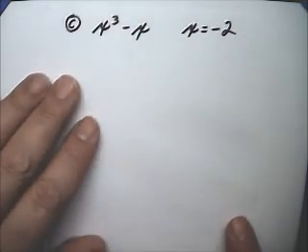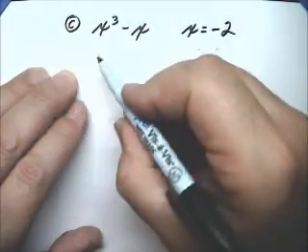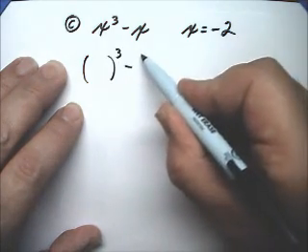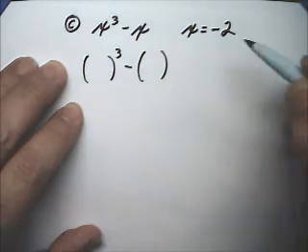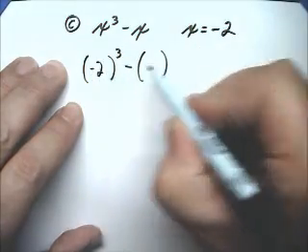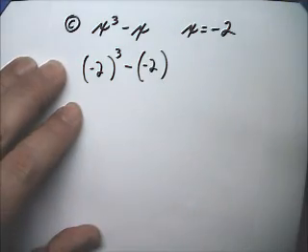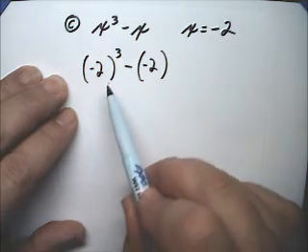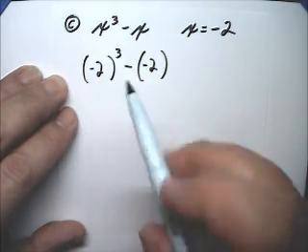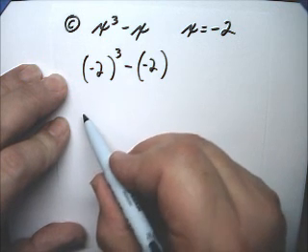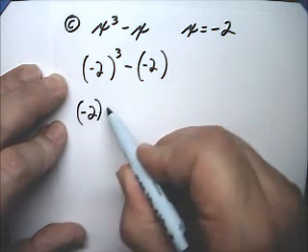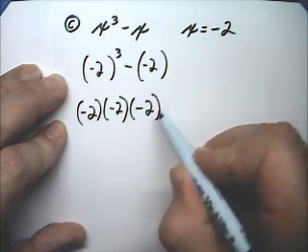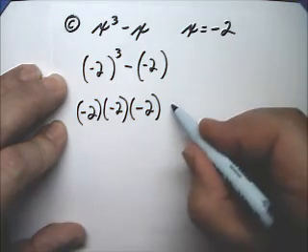Now C is another very tricky problem, and we just have to be careful with it. Empty parentheses to the 3rd power minus empty parentheses. And I put in a -2 for my x. Okay, now I can start working on this. -2 to the 3rd power, the 3 pertains to the whole thing, the -2. So that's -2 times -2 times -2. And here, minus a -2, that's +2.